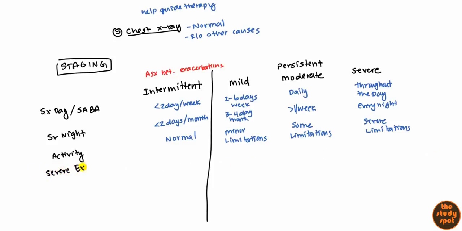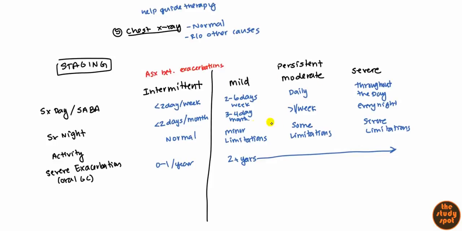So next, let's talk about severe exacerbation. So severe exacerbation is defined as when an oral glucocorticoid is required. So in intermittent, they only have 0 to 1 per year, whereas in mild and persistent, they have greater than 2 per year. So anytime you get 2 severe exacerbations per year, you go into this category.